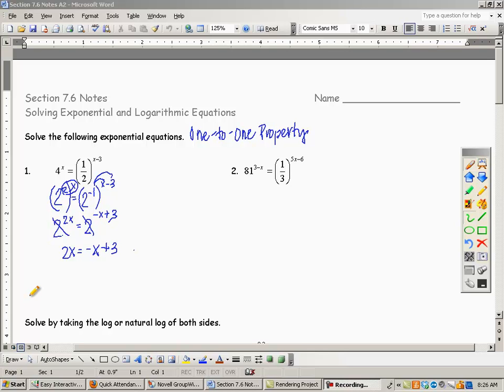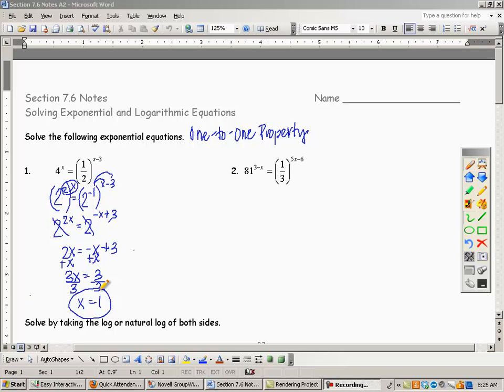Okay, so take a look. Now that I have the bases gone, I'm just going to solve an equation. 3x equals 3. So I divide by 3, x equals 1. Okay, and so this is the idea of the one-to-one property. Now we're going to try this again in number 2 and make sure that we're getting the idea.